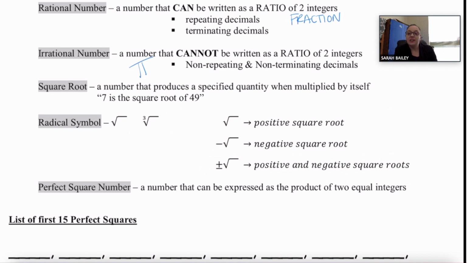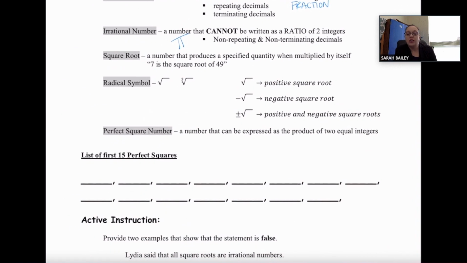Okay, so then it says list of first 15 perfect squares. So why don't you go ahead now and pause the video and list out the first 15 perfect squares and then come back.